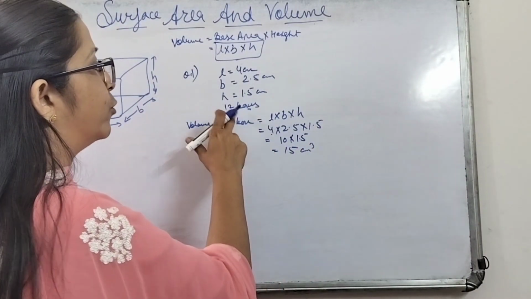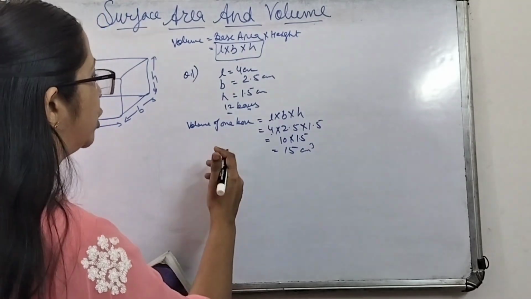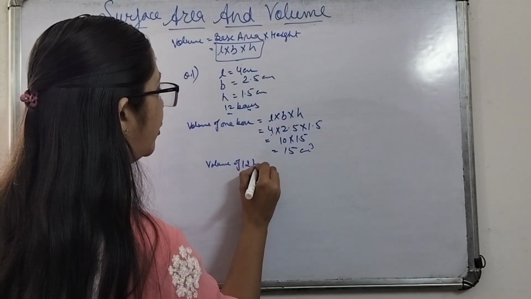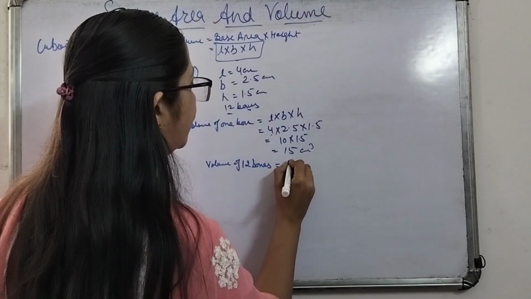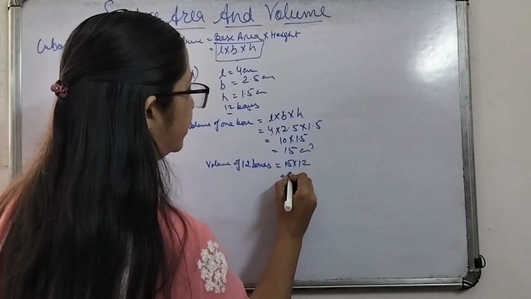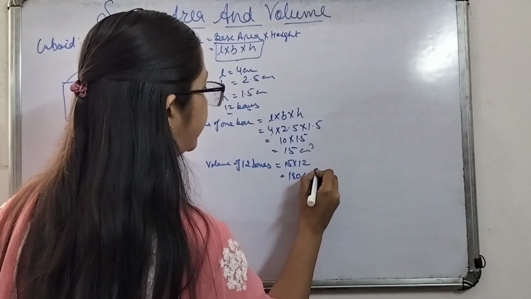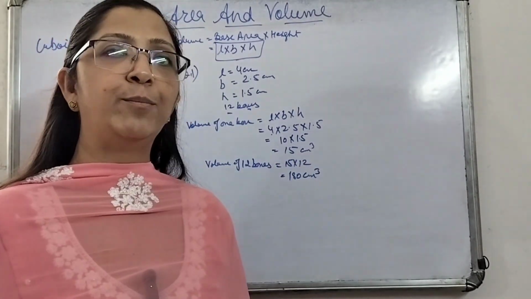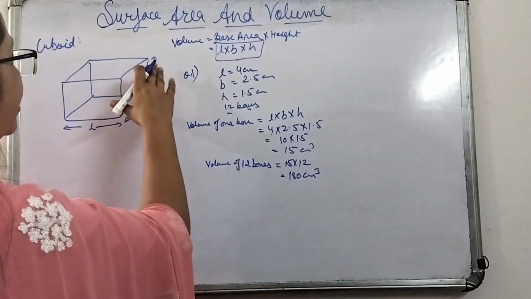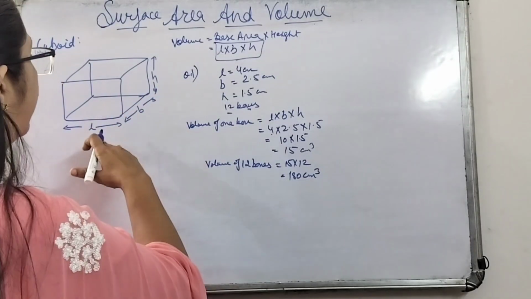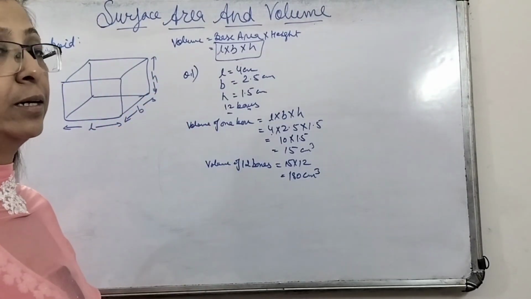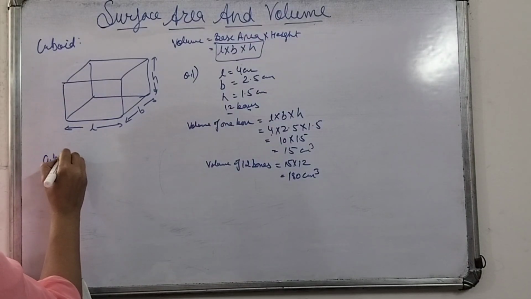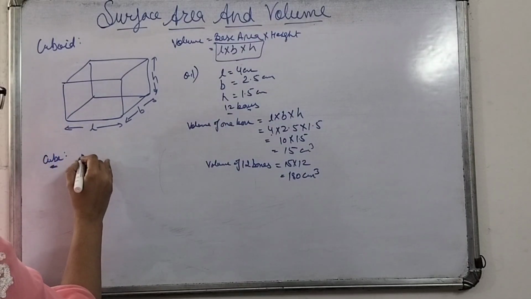Now we want the volume of 12 boxes. So volume of 12 boxes will be 15 multiplied by 12, that is 180 centimeter cube. This will be the volume of your 12 boxes. Now this is the case when we are talking about cuboid, when L, B, H are separate. But when L, B, H are the same, then it becomes a cube. We have already learned about it.